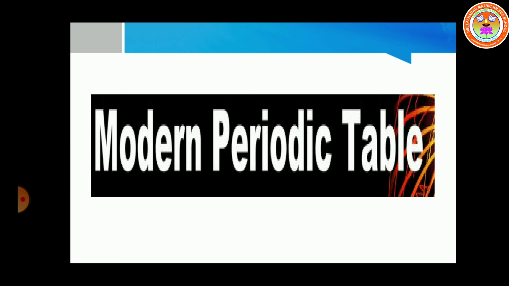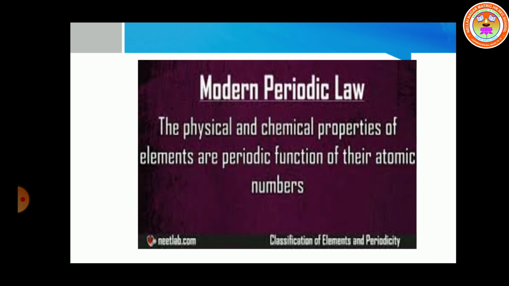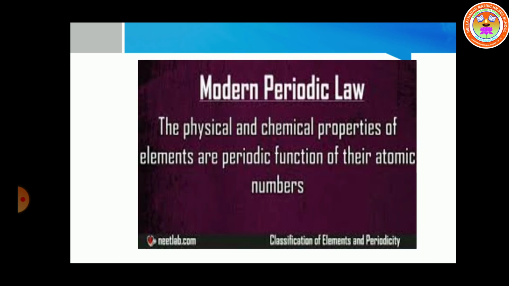Okay students, next we discuss the modern periodic table. In 1913, the modern periodic table was prepared by arranging elements in the increasing order of their atomic number. Hence, the modern periodic law can be stated as follows: the physical and chemical properties of elements are a periodic function of their atomic numbers. Henry Moseley was known as the father of the modern periodic table.